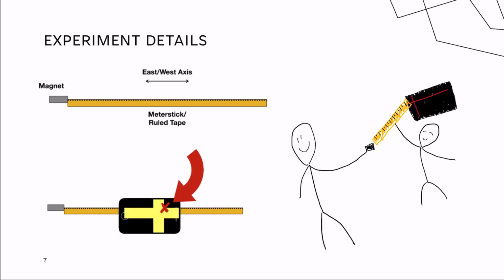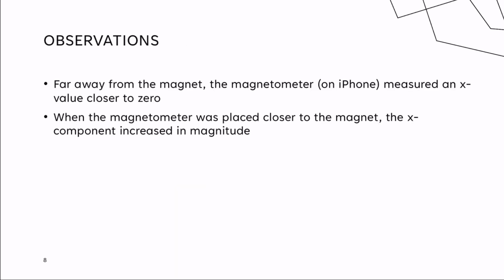So here are the pictures from the experiment. As you can see, we marked the spot on the phone where the sensor was, and the magnet was aligned with the east-west axis, and then we just measured the distance between the magnet and the sensor for different target BX values. So our observations were that far away from the magnet, the magnetometer on the iPhone measured an X value closer to 0, whereas when the magnetometer was placed closer to the magnet, the X component increased.